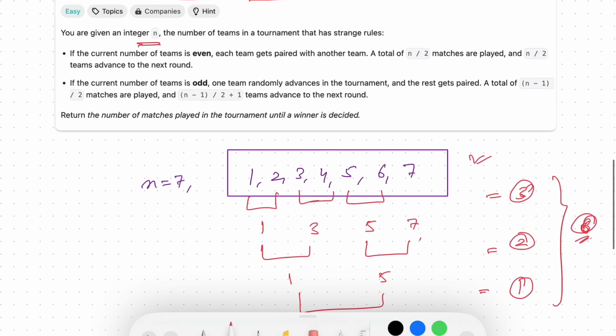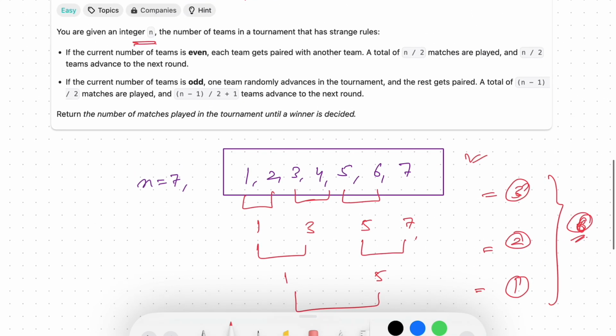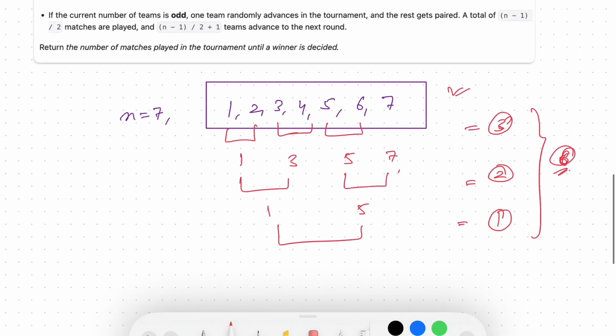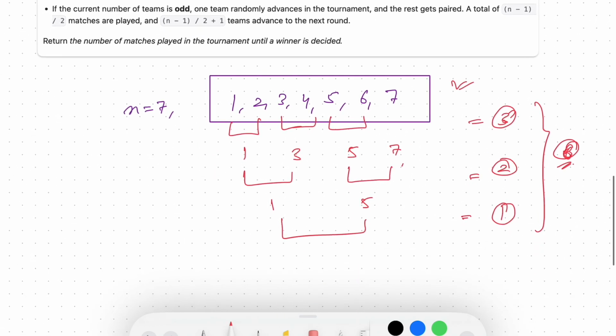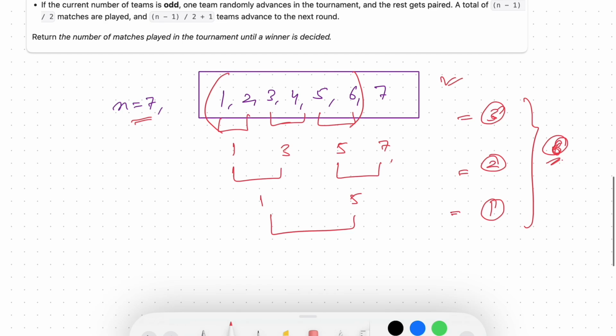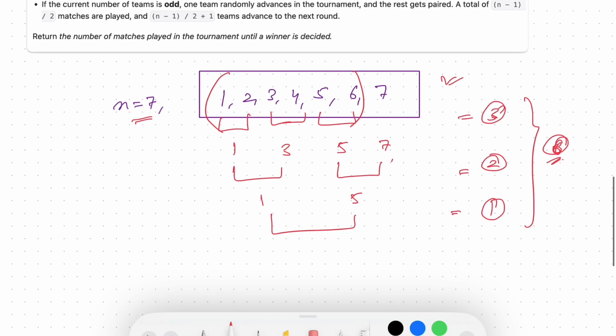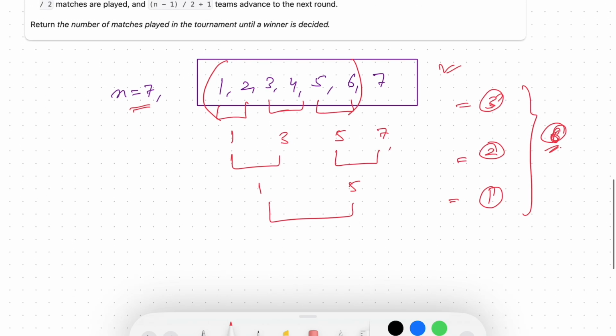Okay, so how do we decide that? A match is going to be between two teams at any moment. So we will see whether the number of teams given to us is even or odd. If it is even, it means we can pair up each team, and if it is odd, we can pair up n minus 1 teams. Then the next team will participate in the further round.